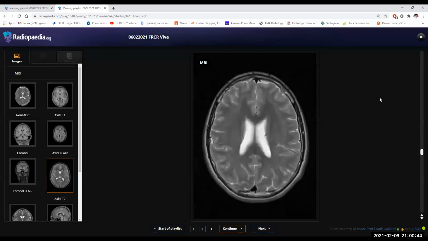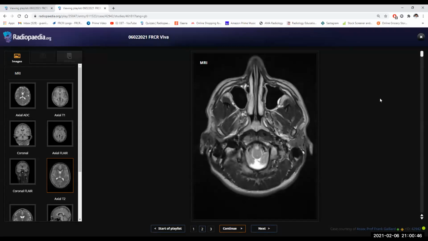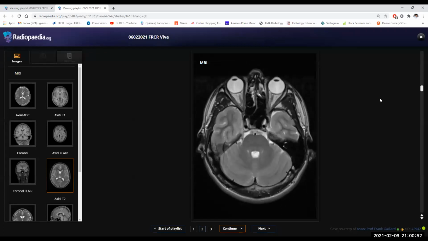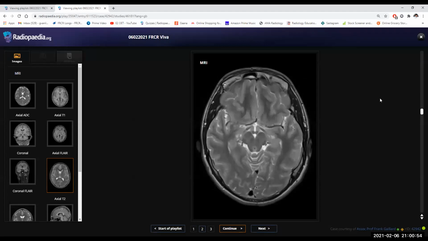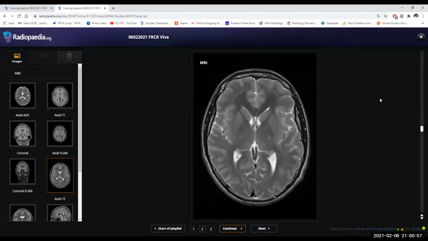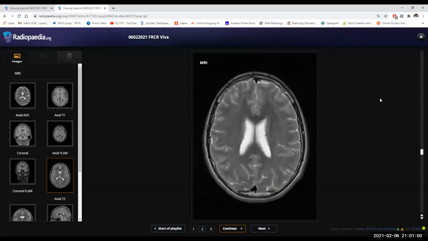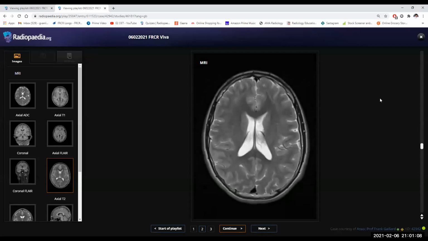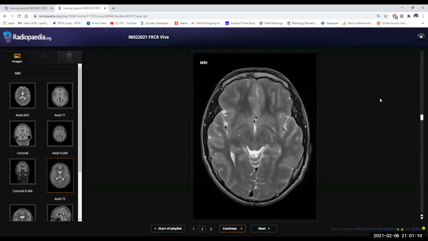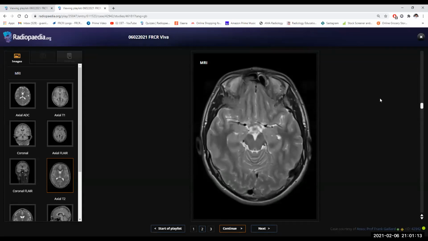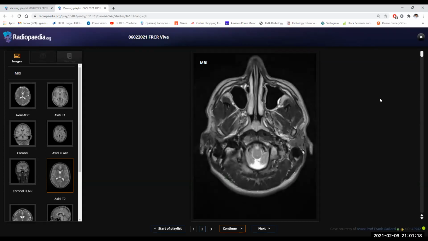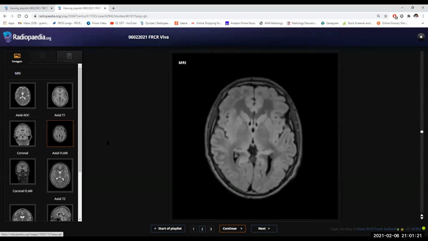So this is a multi-sequential, multi-planar MRI in a 15-year-old male with seizures. I'm looking at the T2 axial images, going caudocranially. I'm taking a second look. I'd like to see the FLAIR, if that's okay.